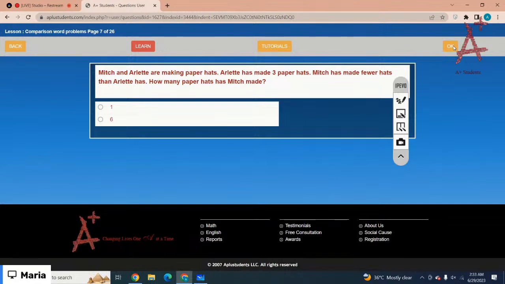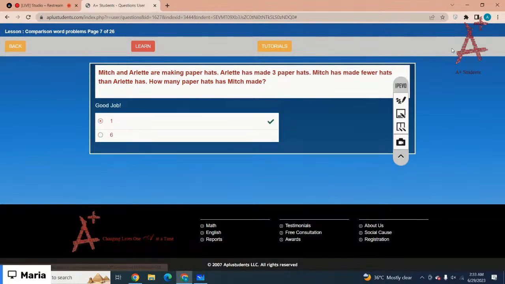Arlette made 3 paper hats. And in the question, Mitch has made fewer hats than Arlette. That means the correct option is the one that is less than 3. So which option is the correct one? Which number is less than 3? 1 is the correct option, because the only number that is less than 3 is 1. So the correct option is 1.